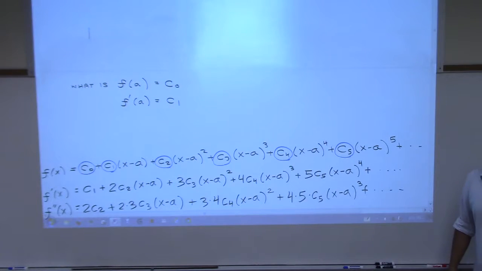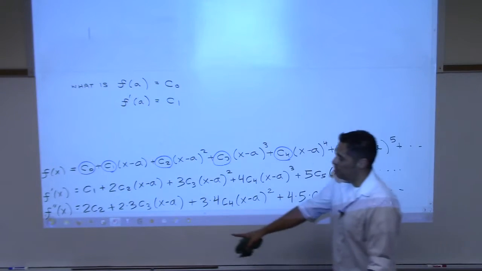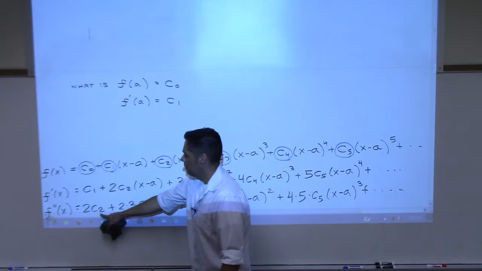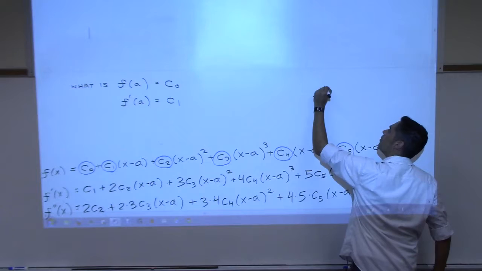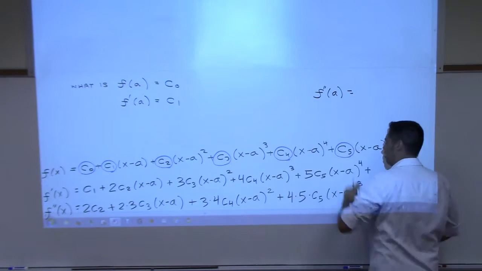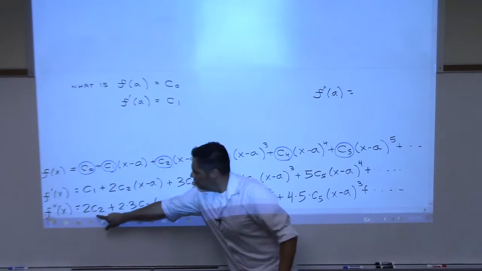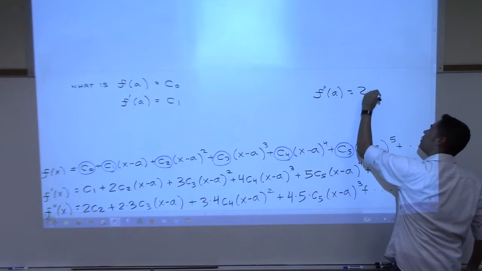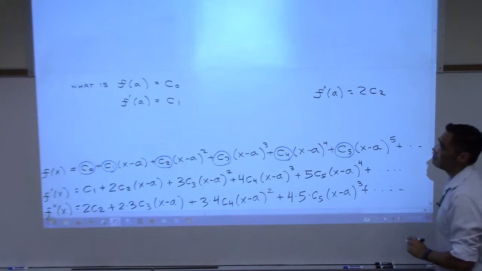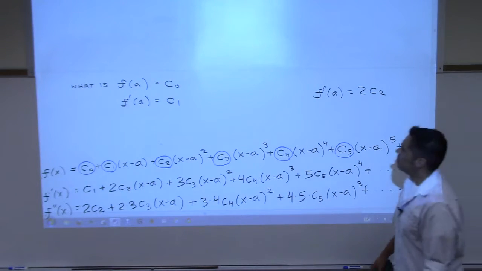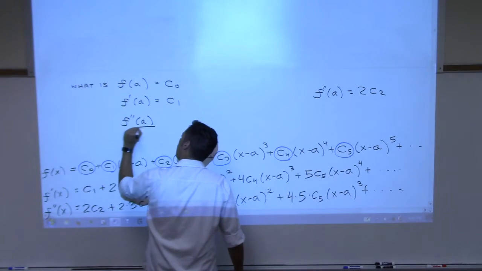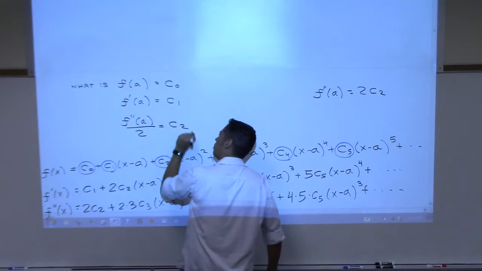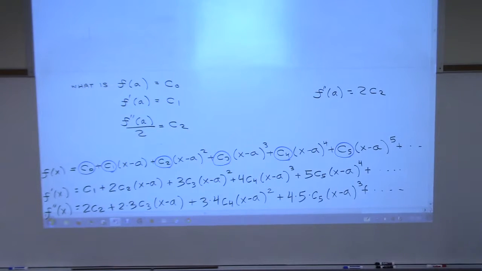All right. So how do I figure out what c sub 2 is? I'm going to do it on the side here for a second. What's f double prime of a? So it kills everything off except that. So 2c sub 2. So solve for c sub 2, and you get f double prime of a over 2 equals c sub 2. Yes? I think we need to go at least one more time.